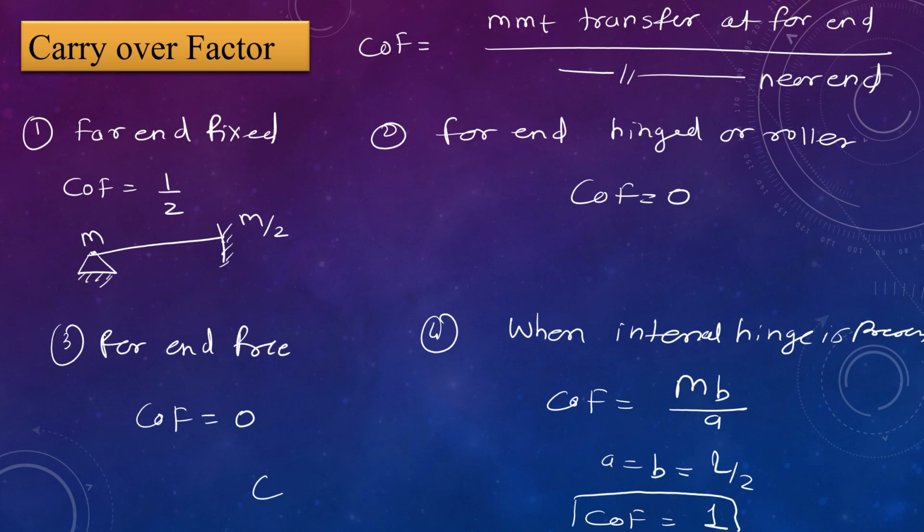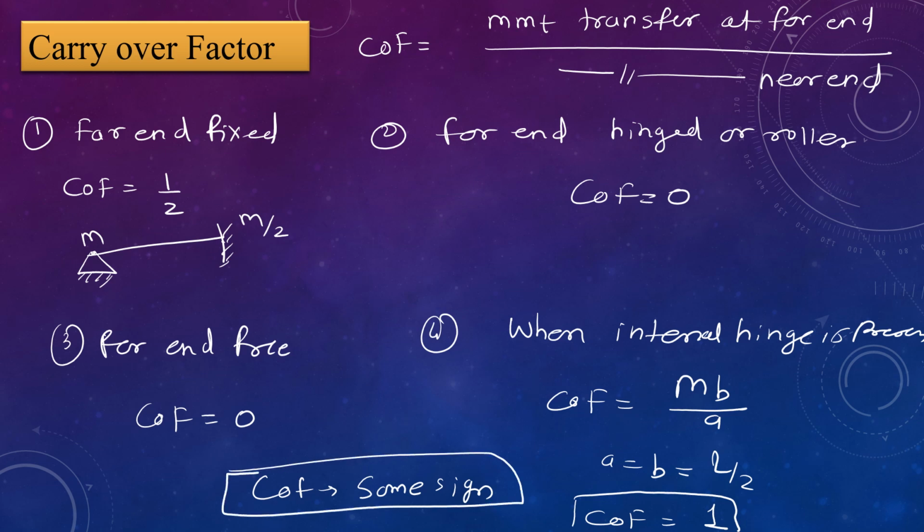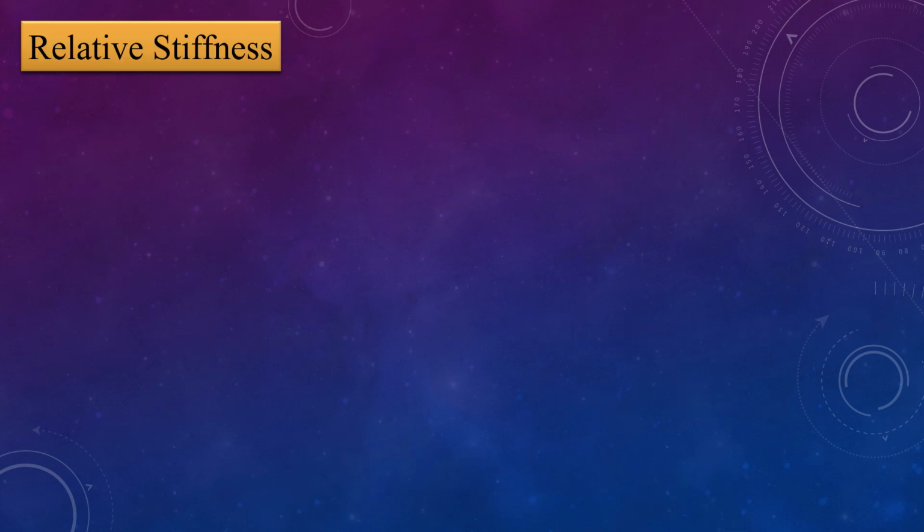And carryover factor is transferred with the same sign. Carryover factor is transferred with same sign, but moment is transferred with opposite sign. Okay, this is the important point. The next point is relative stiffness. Relative stiffness is a ratio of stiffness divided by Young's modulus of elasticity.